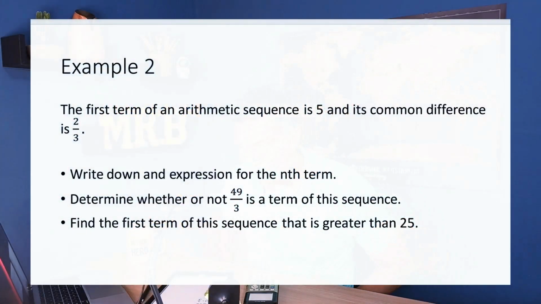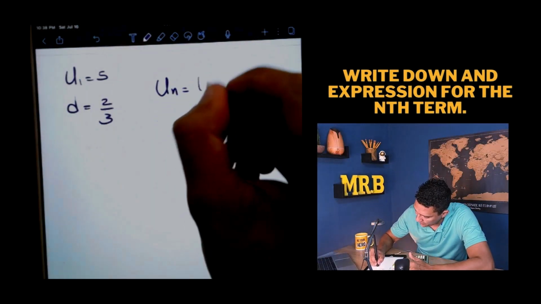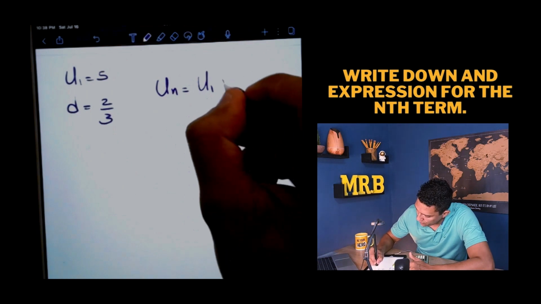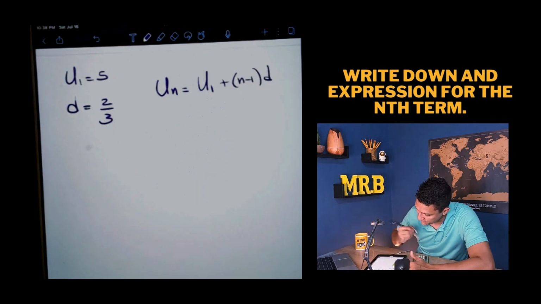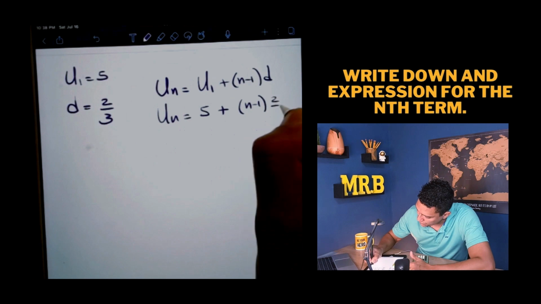Let's see example number 2. As you can see, it says the first term of an arithmetic sequence is 5, and its common difference is 2/3. So I already wrote those values, and the first question says, write down an expression for the nth term. We already did that. So basically, it's taking the general formula, un equals u1 plus n minus 1 times d. We're going to replace what we know. We know u1, which is 5, and the difference, which is 2/3.